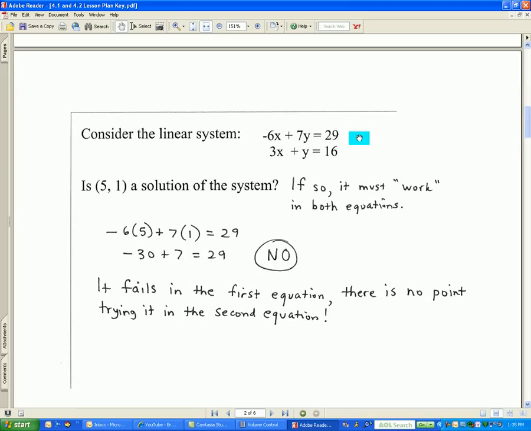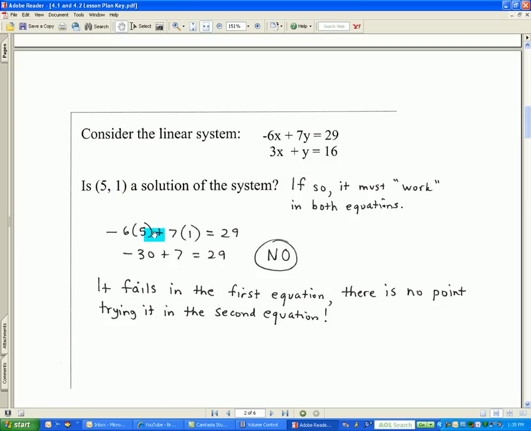If I give you the linear system negative 6x plus 7y equals 29, and 3x plus y equals 16, and I want to know if the ordered pair 5, 1 is a solution of the system, I check it by plugging in. And the only way this ordered pair can be a solution of the system is if it makes both equations true. It's just like an AND statement. So, let's check it in the first equation.